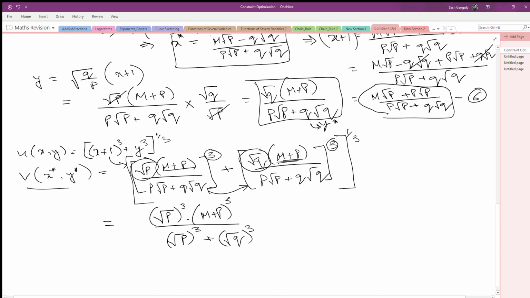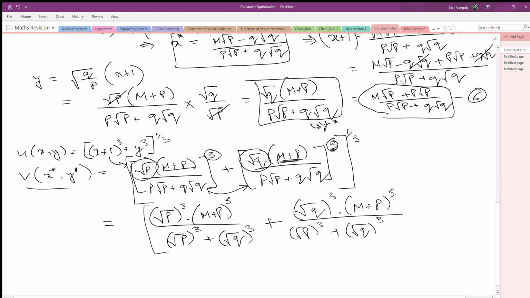term, and I then will have root p cube plus root q cube. So given that my denominator is also root p cube plus root q cube, I have some chance of cancelling some one or two terms out, right? Let's have a look. Again, with root q, and I'm doing a cube of that, so it will be root q cube times m plus p cube upon p root p is root p whole cube plus root q whole cube, and the entire thing to the power 1 by 3.